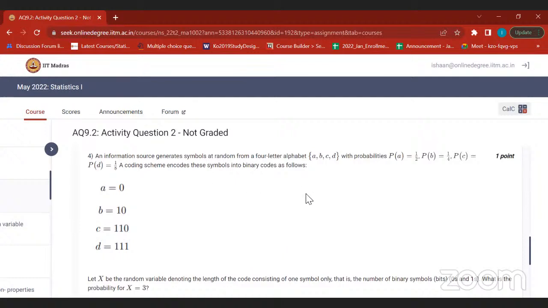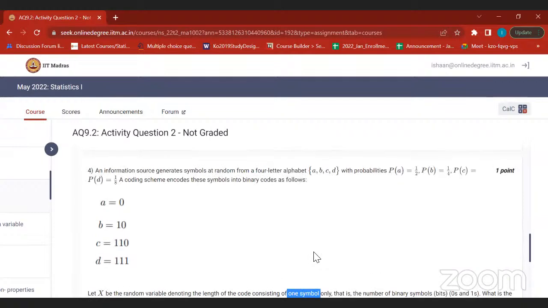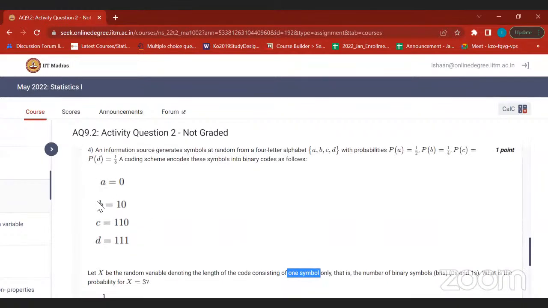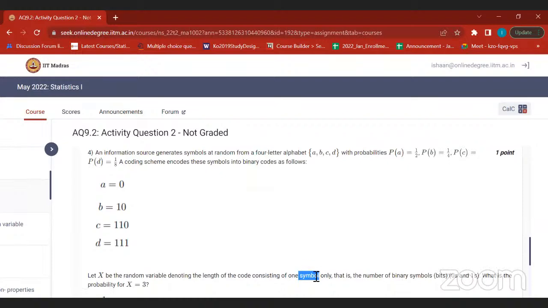Consisting of one symbol only, I thought 0 and 1. No, the symbols are A, B, C, and D. Not 0 and 1. Okay, and information generates a symbol. I think we should replace it by alphabet; instead of bit, there should be an alphabet. The number of binary symbols 0 and 1 is mentioned next to the sentence, sir. Okay, yes, it is mentioned over there.